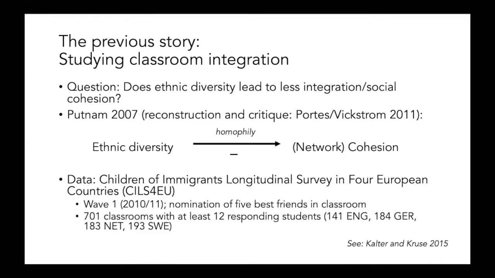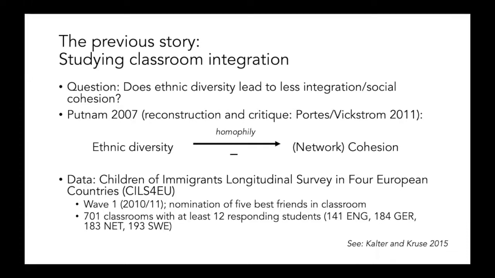And we tried to address this naively, straightforwardly, with our data from the Children of Immigrants Longitudinal Survey, the CILS4EU study, where in wave number one we collected rich sociometric information on classrooms in the four countries, where each of the students had to nominate, among many other things, the five best friends in the classroom. That's the measure we used.